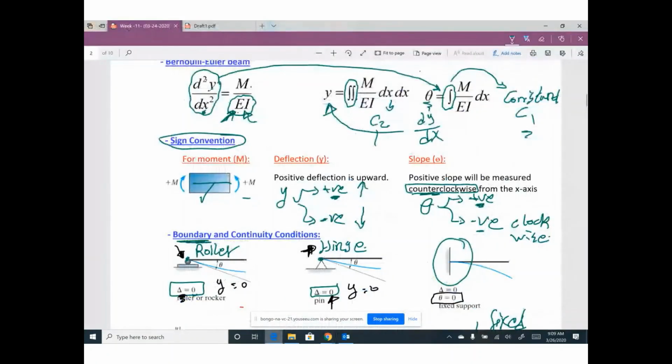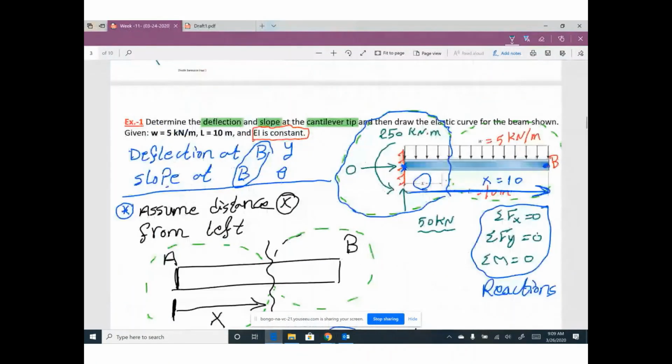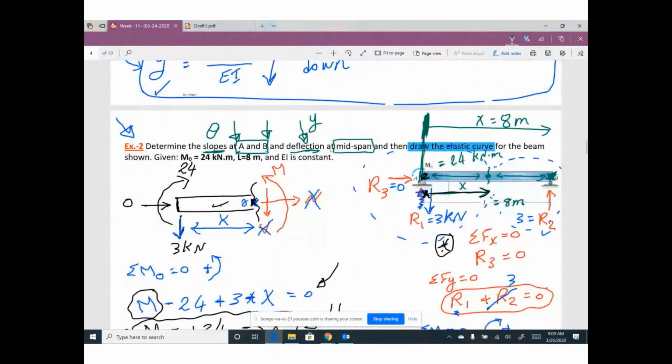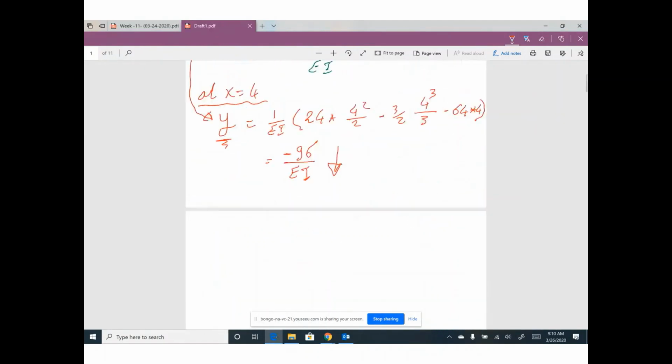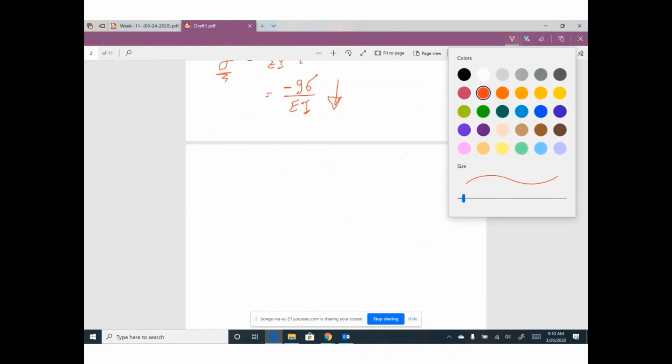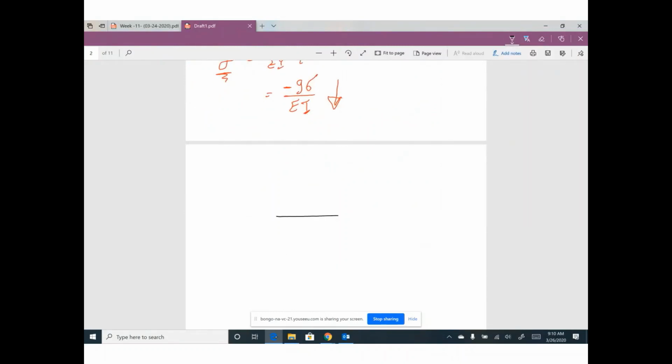Okay. Remember, please read your problem carefully. I am done with the slope at A, slope at B, deflection at midspan. I still need to draw a curve, which is called the elastic curve. What is the new shape of this beam after deformation? Can you look to me, please? Here is the original shape of this beam. We have support here, A. We have support here, roller, B.